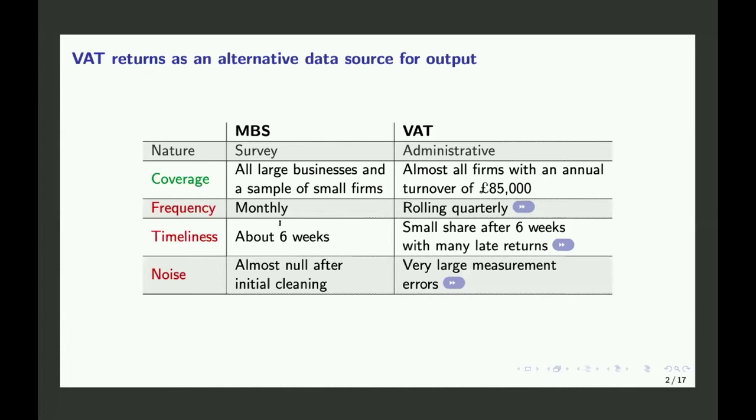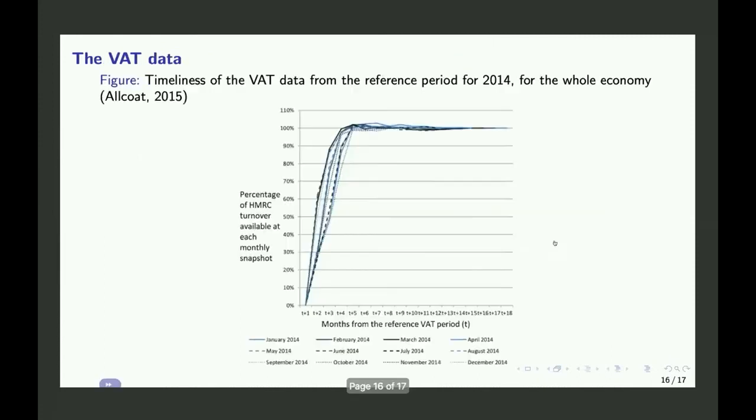It takes about 6 weeks for the ONS to publish the monthly GDP figure using the MBS. But 6 weeks after the end of the reference quarter, there is only a small share of firms who have submitted their VAT returns. In this graph, we can see that 2 months after the end of the reference quarter, there are about 20% of firms who have submitted their returns. So if we want to publish a timely estimate of GDP, we need to forecast the late returns using this 20% of firms. So it's a forecasting or nowcasting problem.